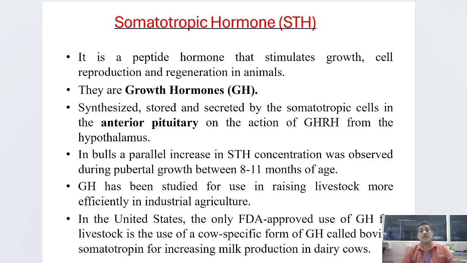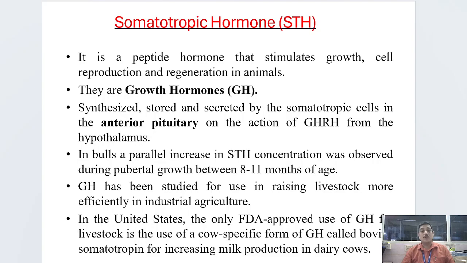It is also called growth hormone. It is synthesized, as we discussed, from the hypothalamus and then the pituitary gland, through the growth hormone releasing hormone that reaches the pituitary gland from the hypothalamus. It induces the production of somatotropic hormone, and this is approved by the US FDA to be used in animals, especially for a cow.